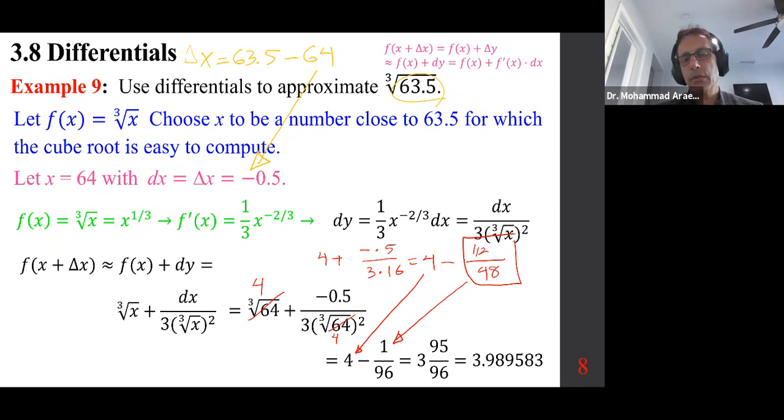You can use a decimal with a bunch of decimals to do the approximation. And notice the number is very close to 4, because 63.5 is very close to 64. And this approximation is good because delta x is very small compared to the choice of x. Very straightforward, everybody.